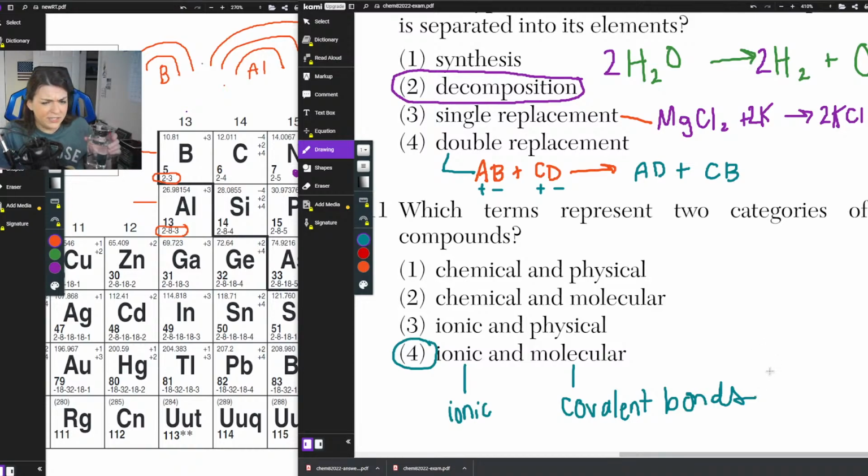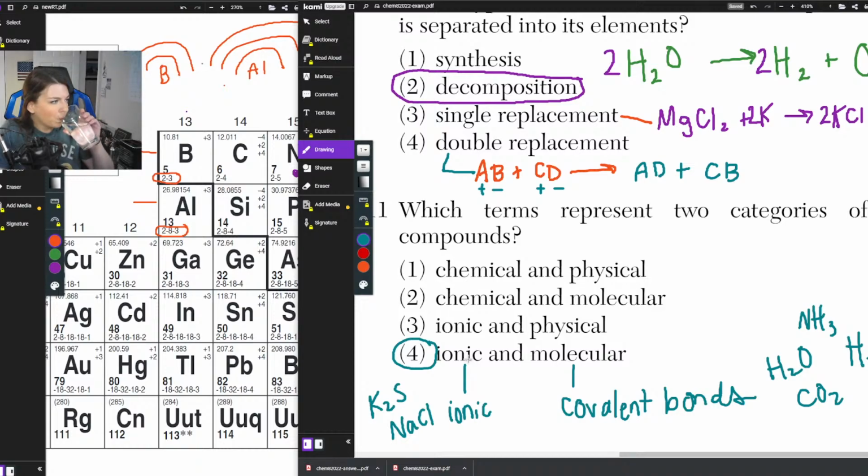Lots of examples of that. You have H2O, CO2, H2S, NH3, all of those are molecular compounds. Ionic things would be like potassium sulfide, sodium chloride, blah, blah, blah. The list goes on and on.